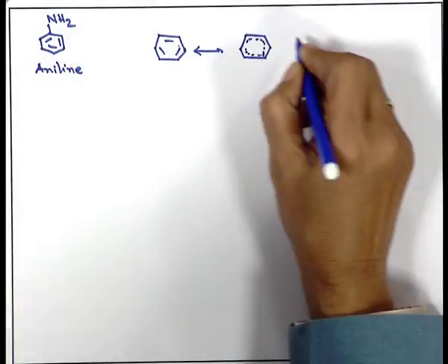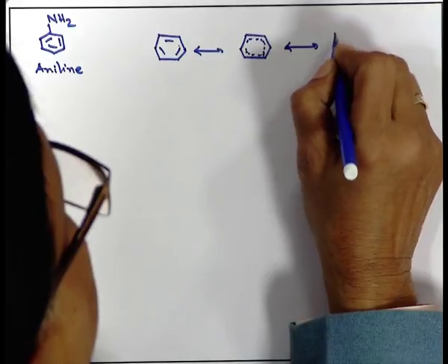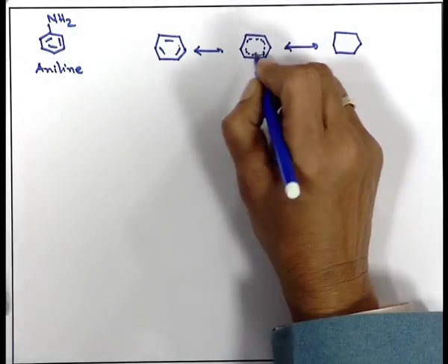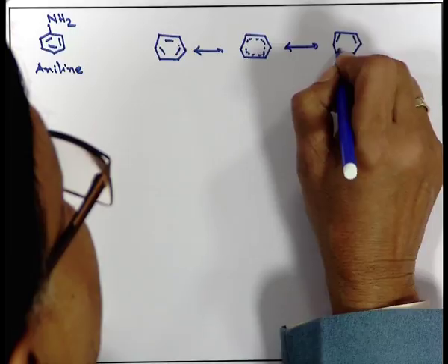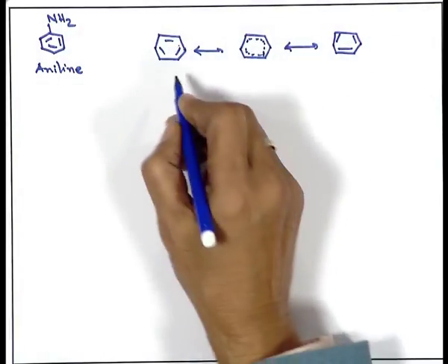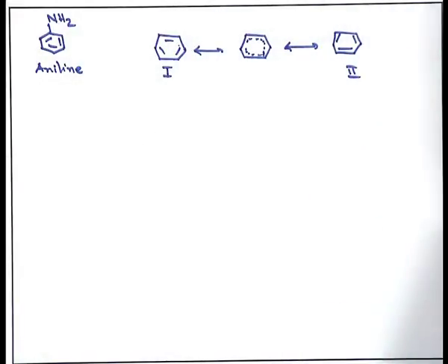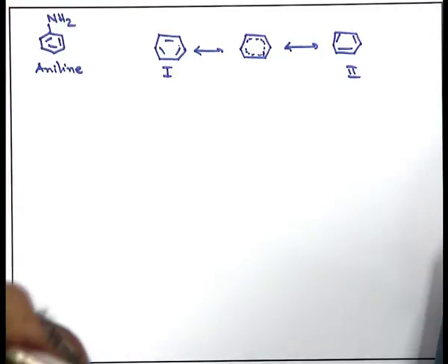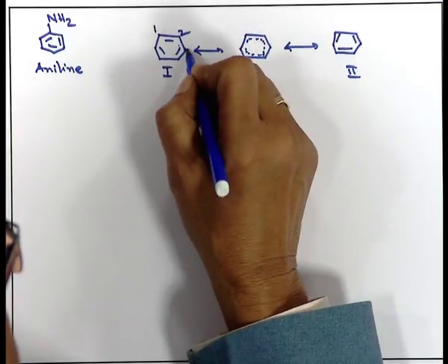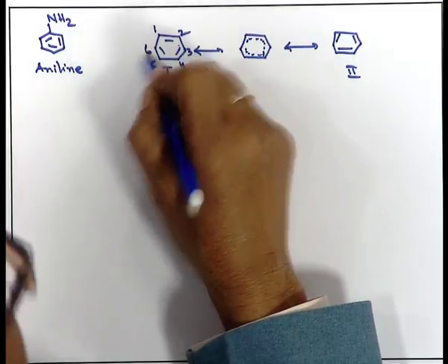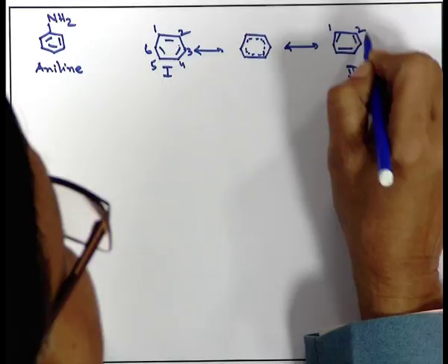We can write it in a better way, not only showing the localized bond, but putting it in a delocalized fashion like this, and these two are the Kekulé structures, that is structure number 1 and structure number 2. And we know the contribution of the resonating structure towards the resonance hybrid is a very important feature. Let us take this as carbon number 1, this is 2, 3, 4, 5, 6, same thing I am writing over here.